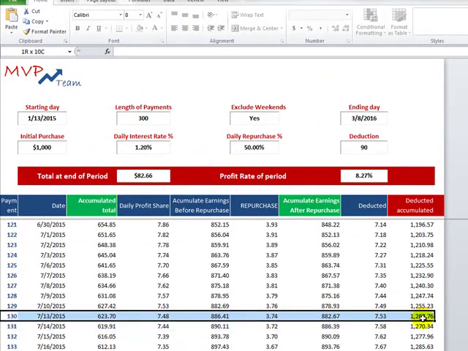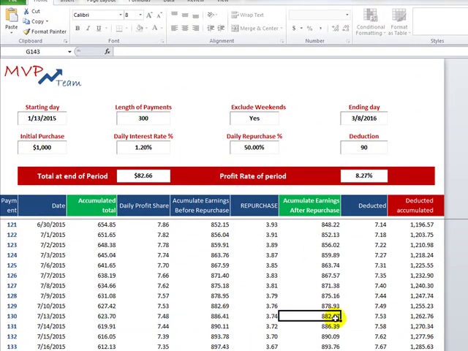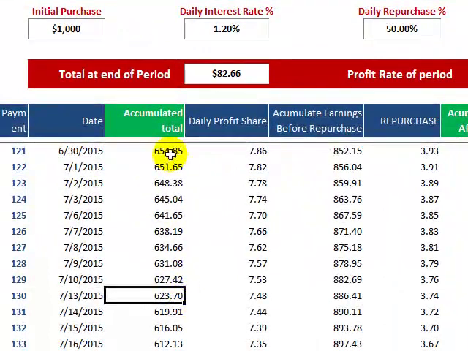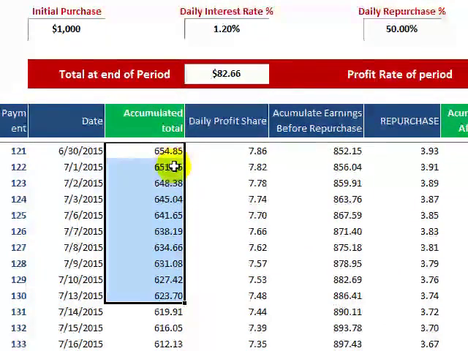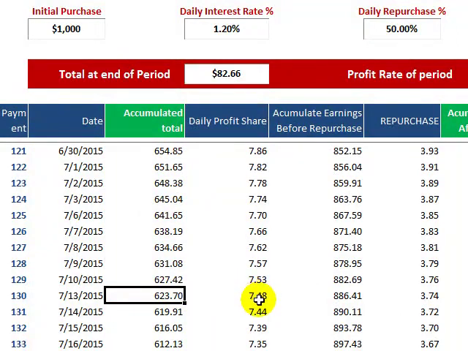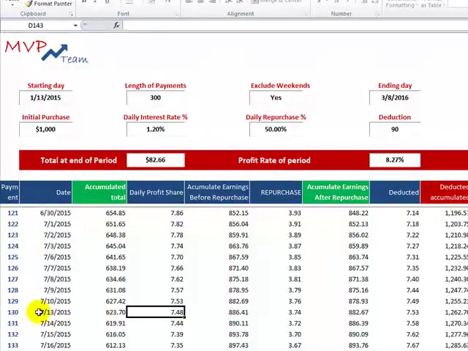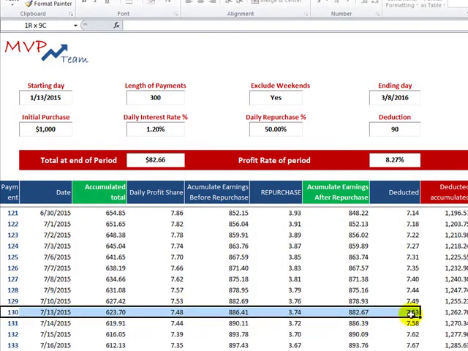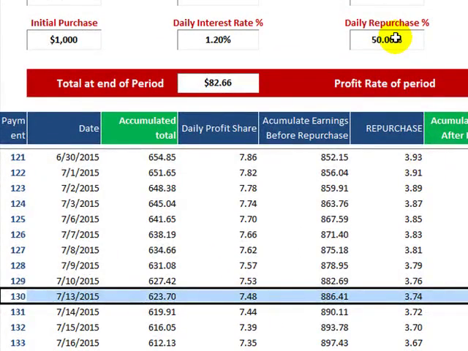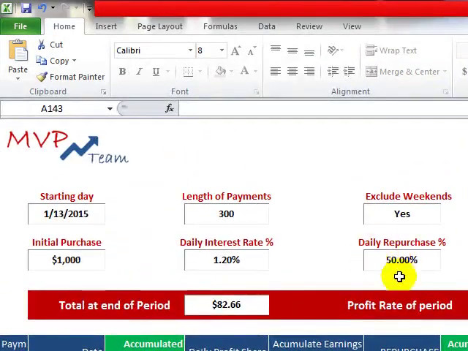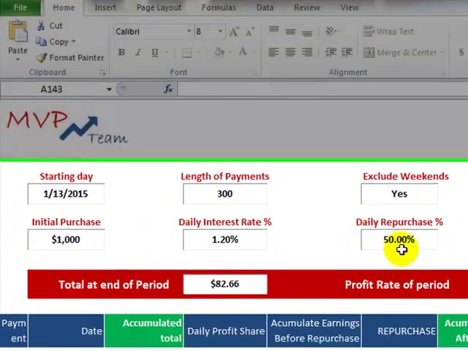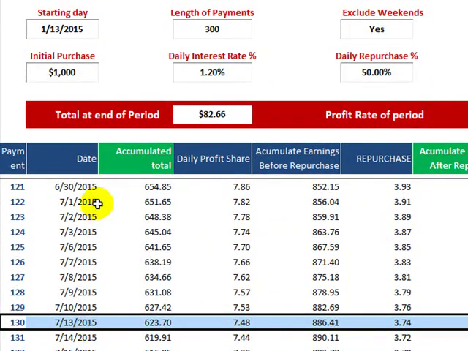130th payment, July 13. Now you have transferred $882, and your account is now $623. So why is it going down? Look at this, $654, $623. Why does it continue to go down? Because of this. Daily profit share is $7, but look at the deduction. It's $753. So you're deducting more than you're earning. Why? Because you're only repurchasing 50%. Again, this is just an illustration to show you if you were to leave it at 50%. So that's at 6 months.